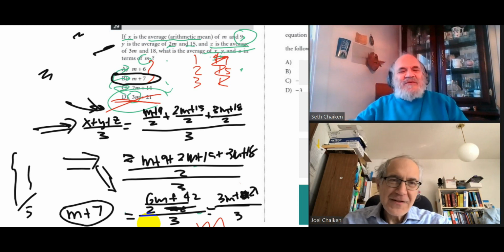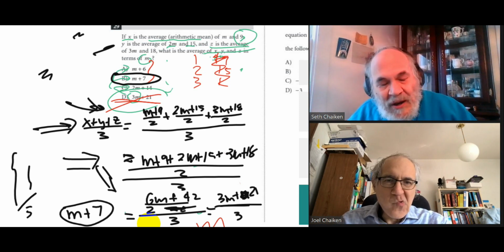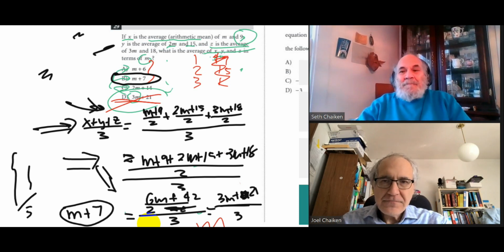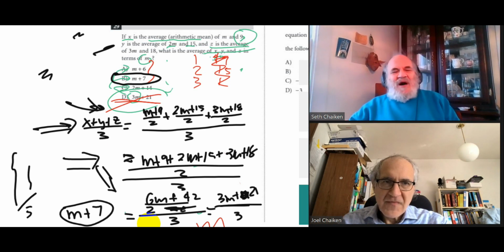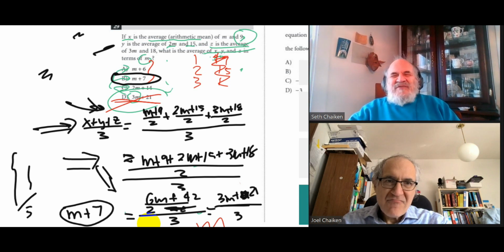Now, there's another principle which is helpful to learn from this problem. And it's a widely applicable principle. It goes like this. If you have several different collections of quantities, and you take the average of each one, and then you take the average of all the averages, you get the same as if you took the multiple collections, combined them all into one collection and took the average of everything in there.